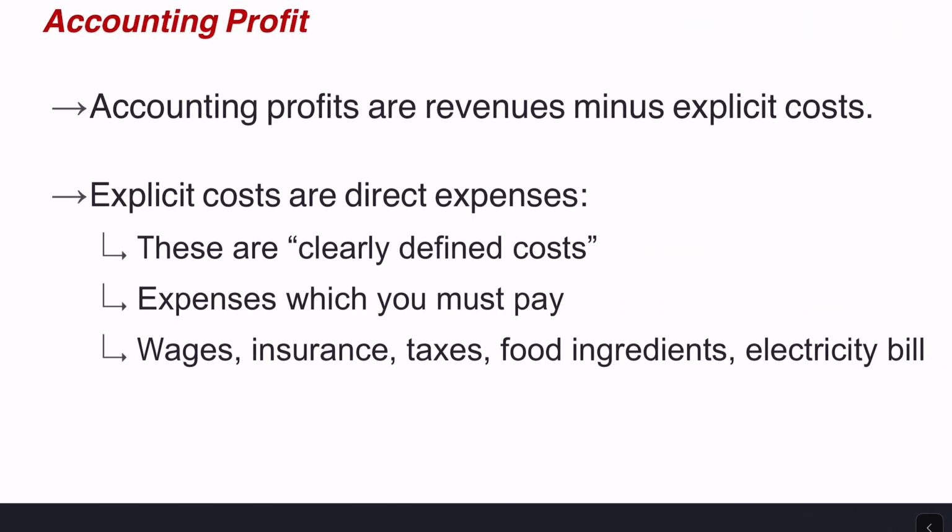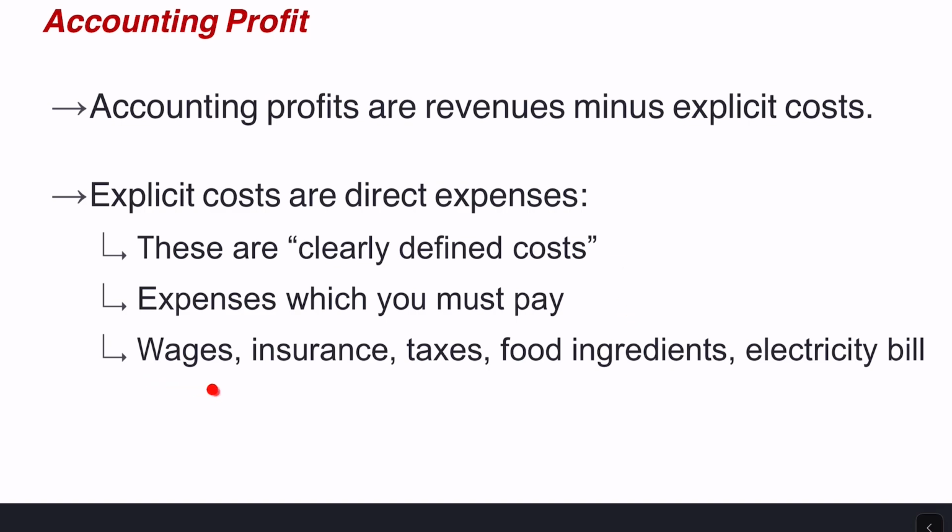Accounting profit, these will be anything that are just revenues minus your explicit costs. So revenues is what you get from selling your goods or services, the money you get in. And our explicit costs are anything that you have to actually write a check for to someone. Right? These explicit costs are direct expenses. They're clearly defined costs. These are expenses you must pay.